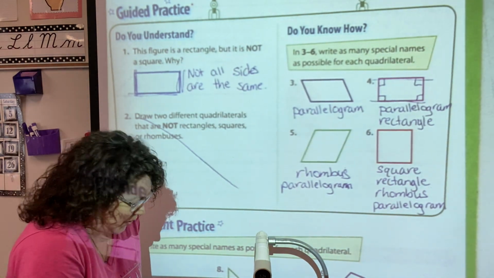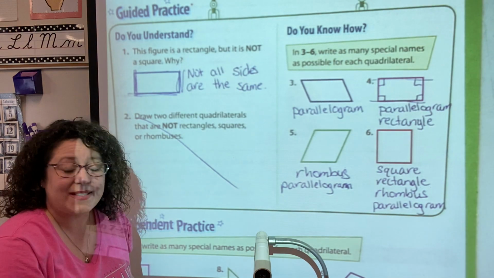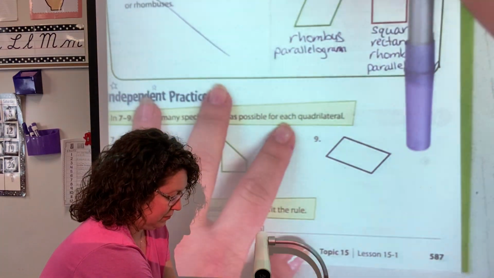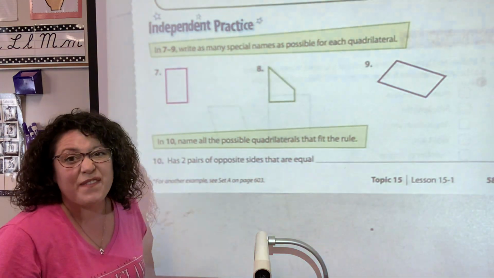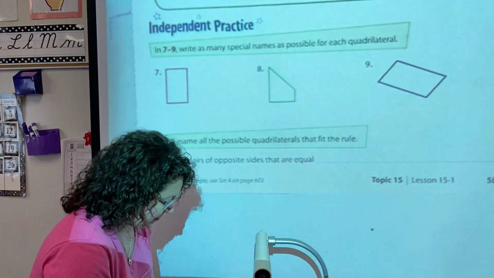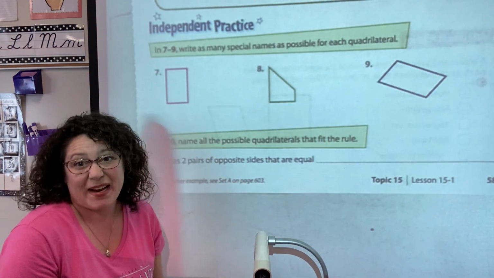I think we're going to do 7, 8, and 9 together, and then you can do the whole back side independently for checking. Sorry, get my paper up there. But I know this is new stuff and it can be tricky, so we're just going to keep going. Same thing. Okay, I can look at that. Hopefully you can look at that and right away see it's a rectangle.